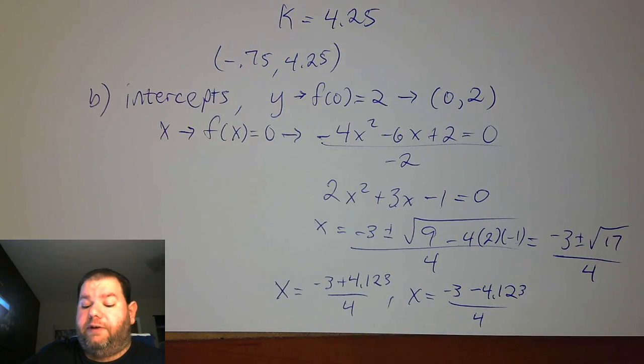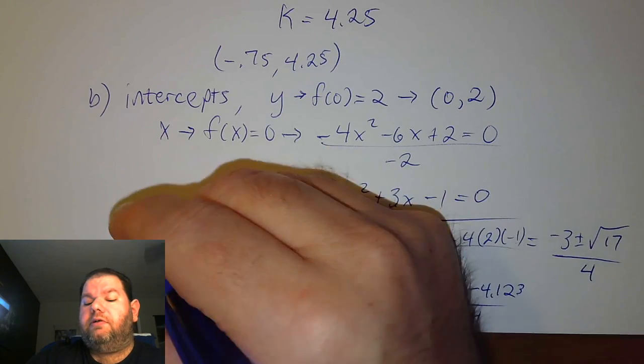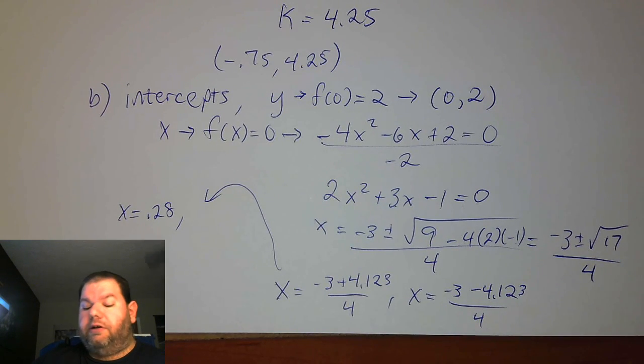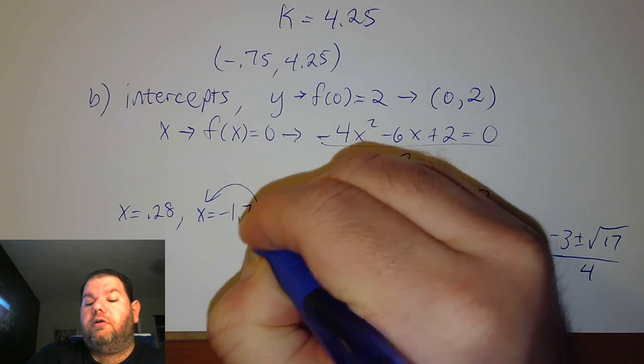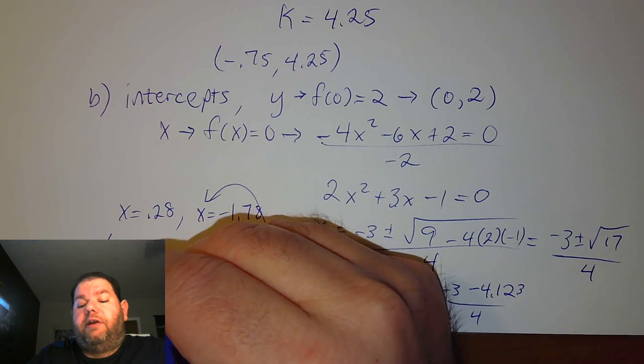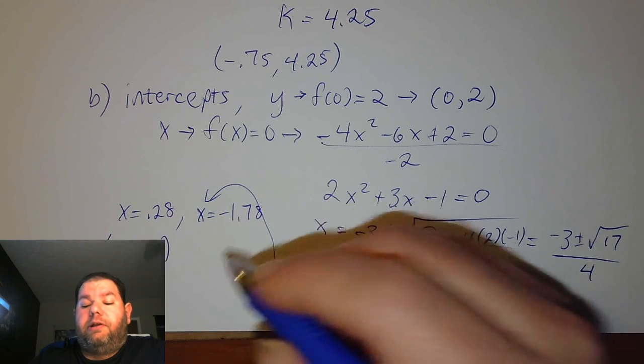We won't be able to graph anything that precise anyway, but negative 3 plus 4.123, divided by 4, gives us 0.28 as one of our zeros. And the other one is negative 3 minus 4.123, divided by 4. Our second one is negative 1.78. That's really the best we can do here, because the answers do not come out to be whole numbers, or even nice fractions. They're irrational. But we can approximate the values and get some coordinates that we can plot.